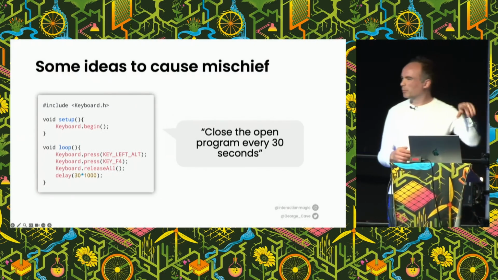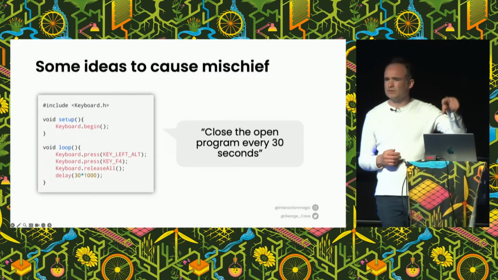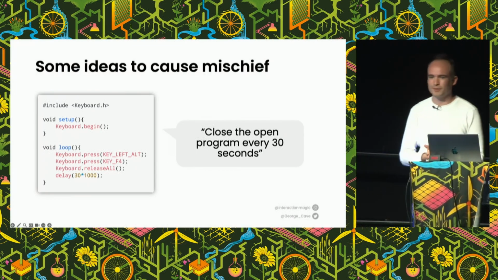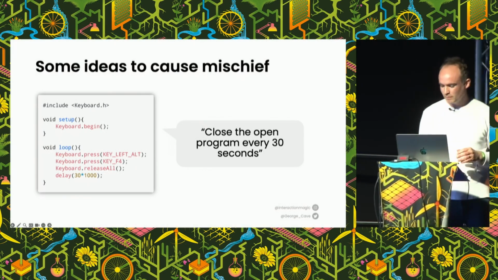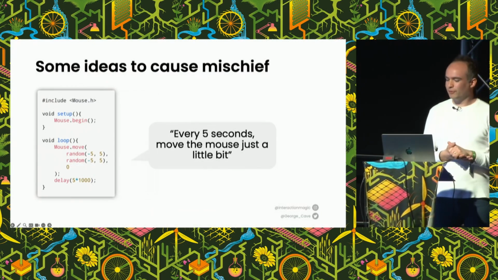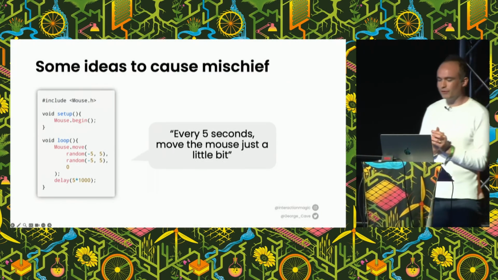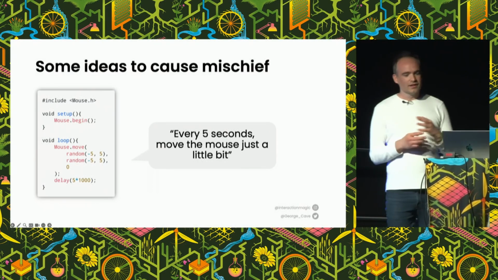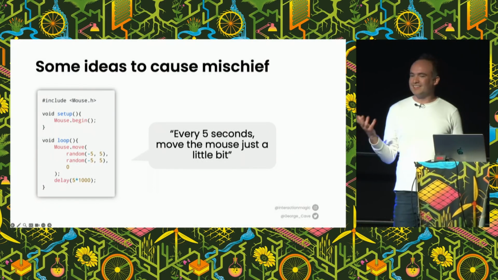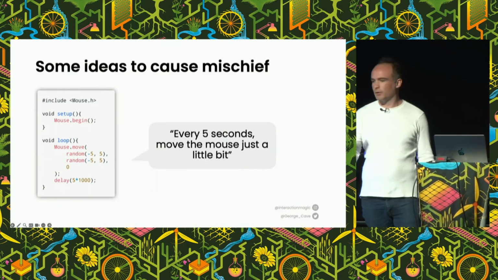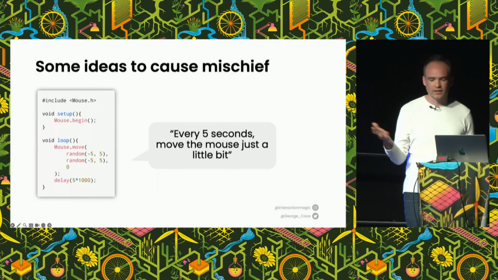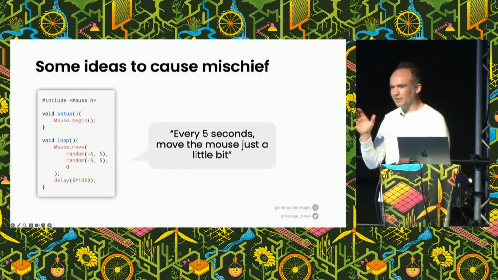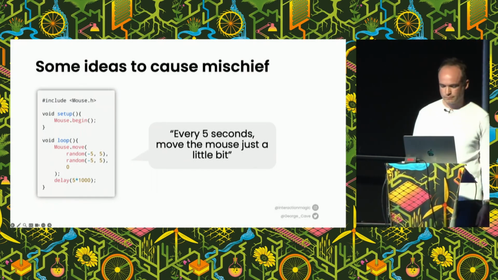Here's another one. You can leave this one plugged in for a while. Every 30 seconds, it will do Alt F4, which is the Windows command for closing the active program on the computer. And this is my favorite. It's sort of psychological warfare. The Arduino can act as any HID, human interface device object, so a mouse or a keyboard or a joystick. And this one will nudge the mouse a few pixels every 5 seconds or so.